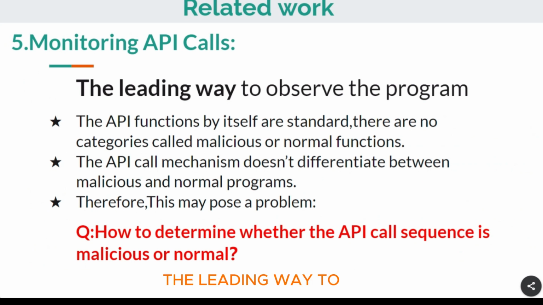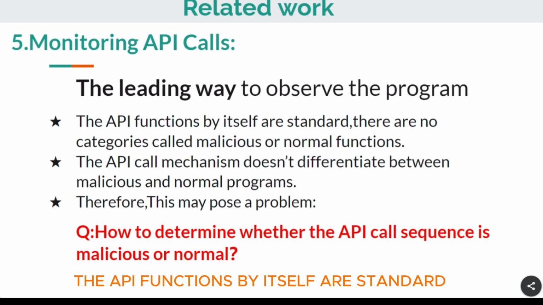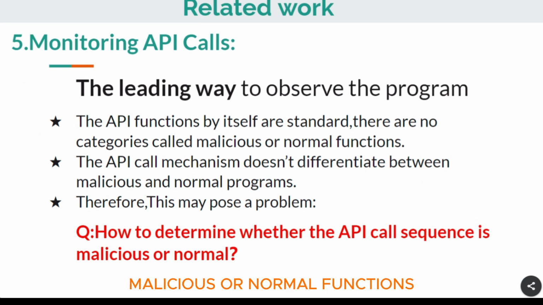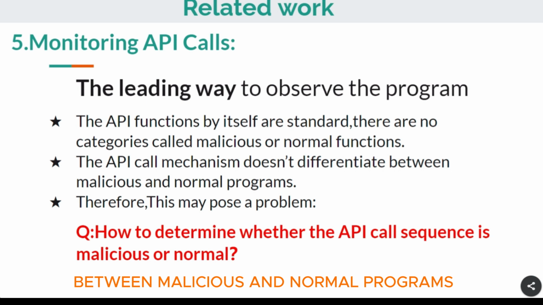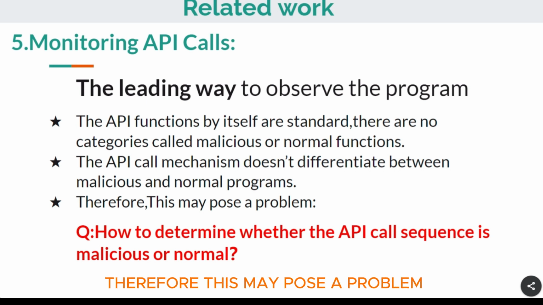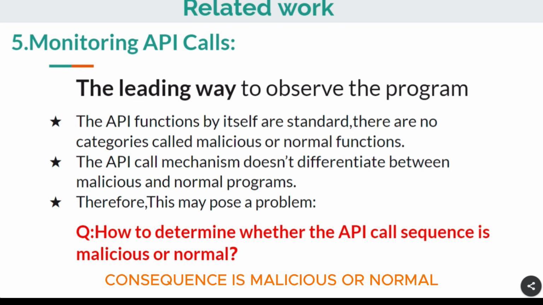The leading way to observe the program is to monitor API calls. The API functions by themselves are standard. There are no categories called malicious or normal functions. The API call mechanism doesn't differentiate between malicious and normal programs. Therefore, this may pose a problem. How do we determine whether the API call sequence is malicious or normal?